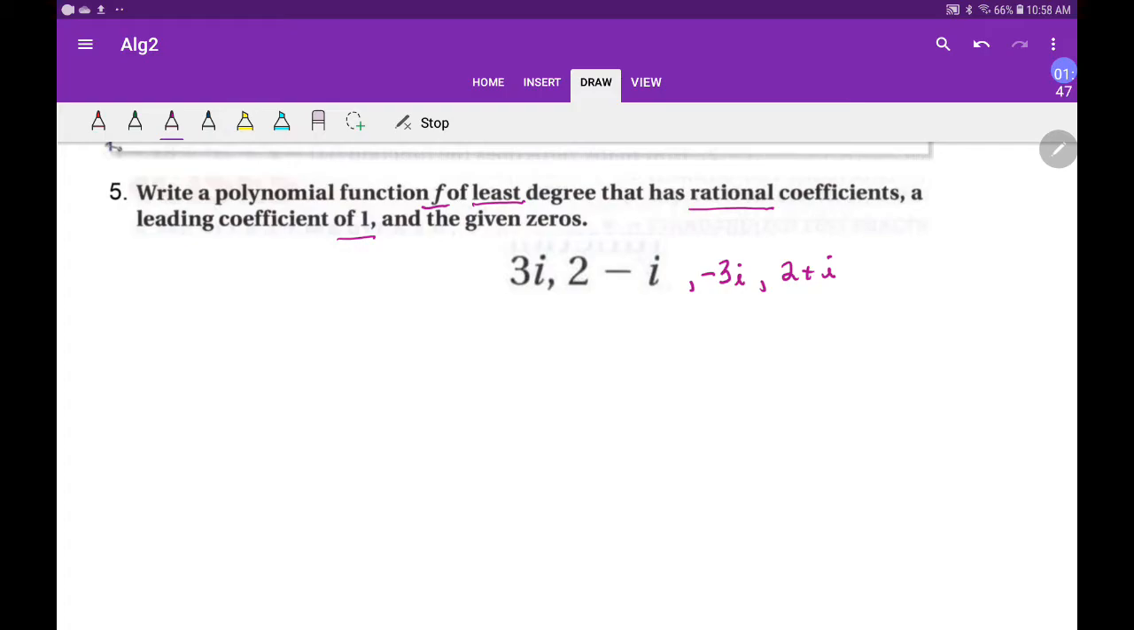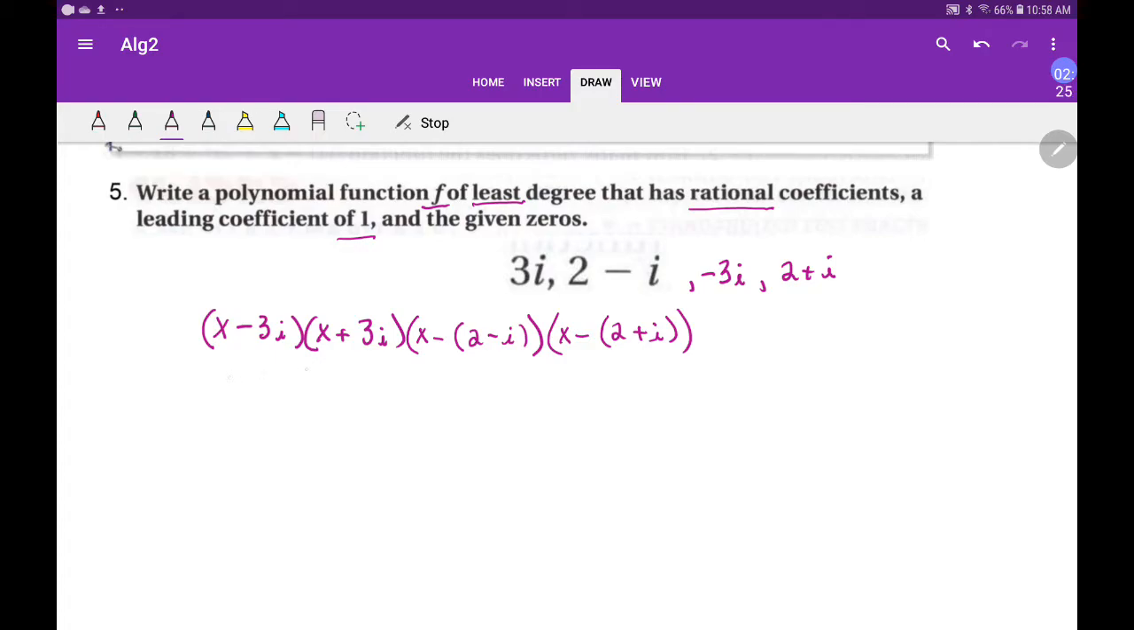All right, so let's go ahead and build this. We have x. Well, it's going to be some work, isn't it? We'll say we always subtract, so x minus 3i times x plus 3i times x minus 2 minus i, and we have x minus 2 plus i. Okay, I'm using the parentheses inside because it's always x minus the 0.